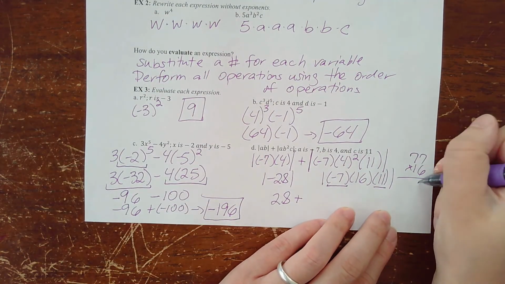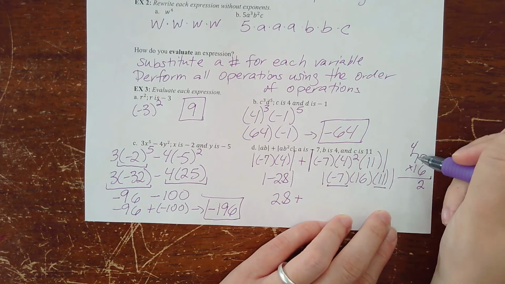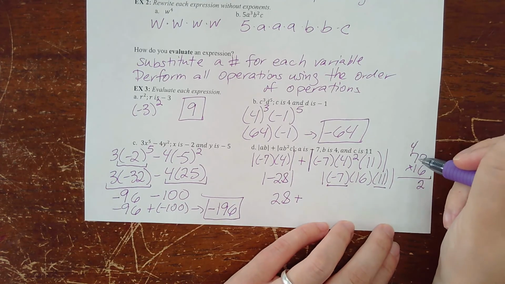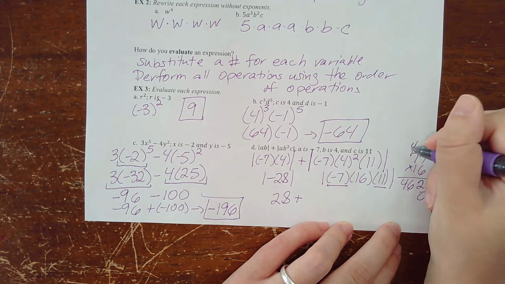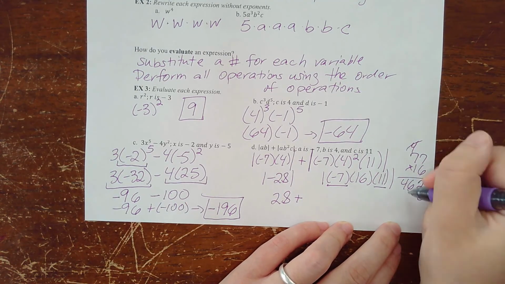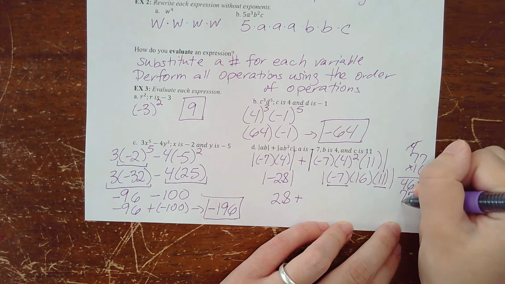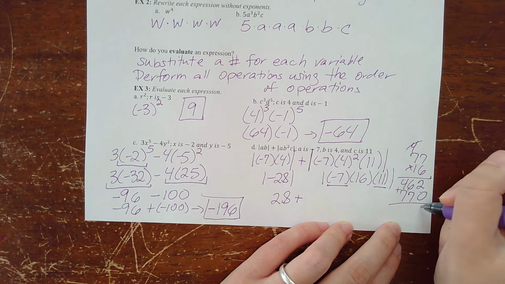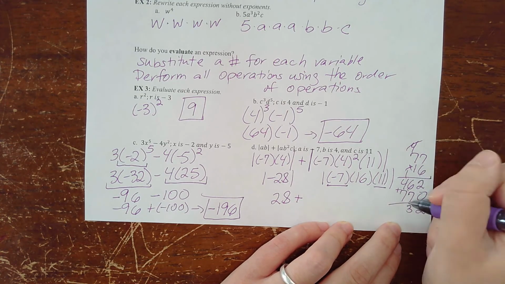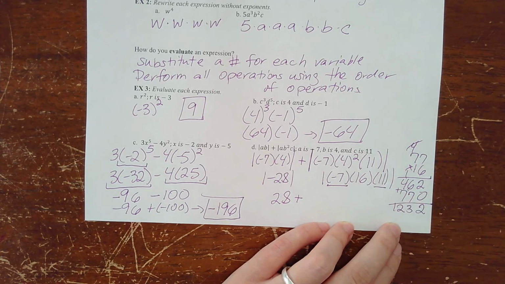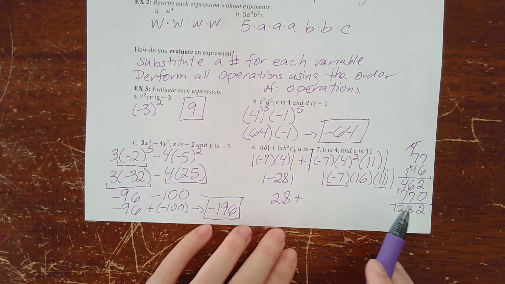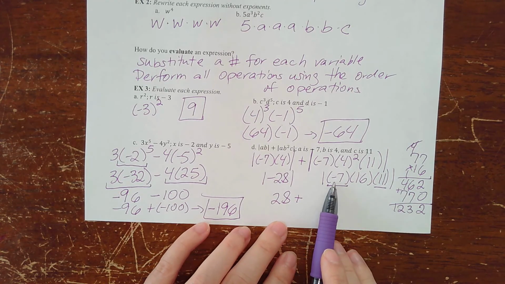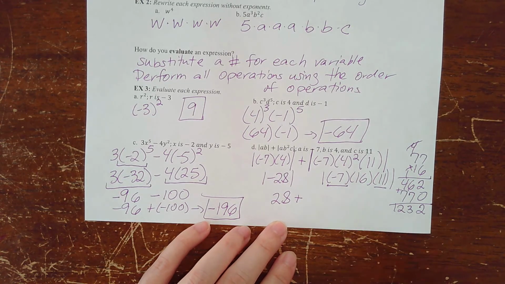6 times 7 is 42. 6 times 7 is still 42. And 42 plus 4 would be 46. A 0 as a placeholder. 1 times 7 is 7. 1 times 7 is 7. Add everything together. And I get 1,232. It will be a negative since I've got a negative times a positive.